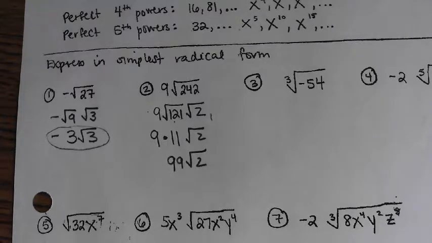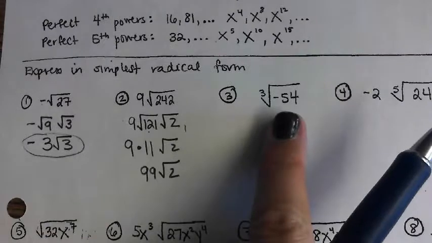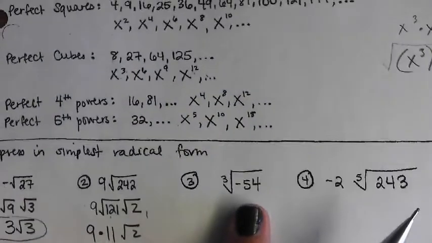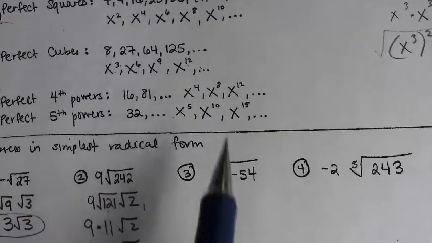Does this make sense? Have you done this before? You have. Probably right before you did the quadratic formula, just to make sure you broke that down. Cubed roots, probably not. What is the biggest perfect cube that goes into 54?